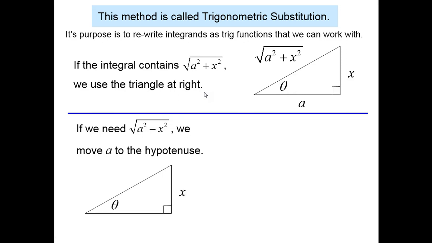On the other hand, if we want the square root of a squared minus x squared, move the a to the hypotenuse, put the x on the opposite side, and then your adjacent side becomes that radical.